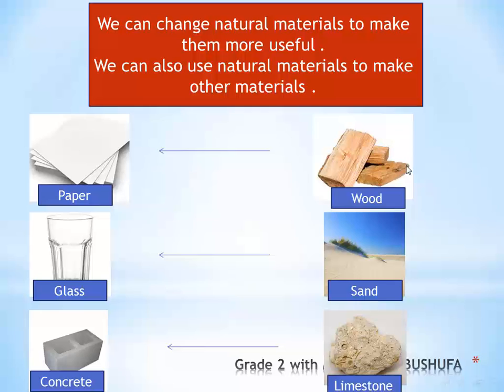As an example, the first one, we have wood. Okay, papers are made from wood. Papers are manufactured from wood. Glass is manufactured also from sand. Glass is manufactured from the sand.